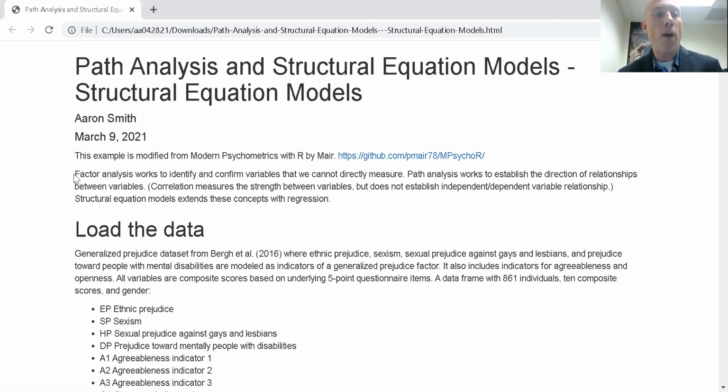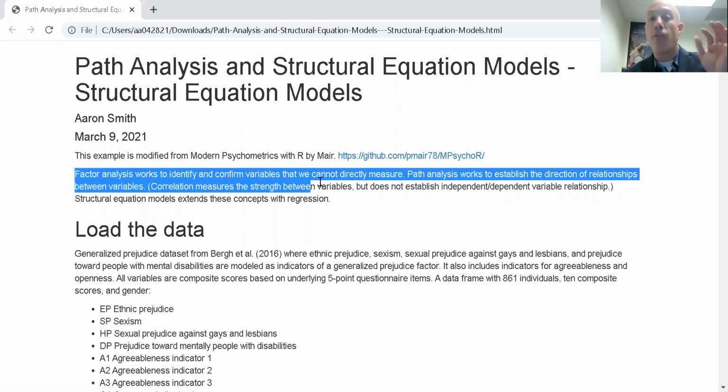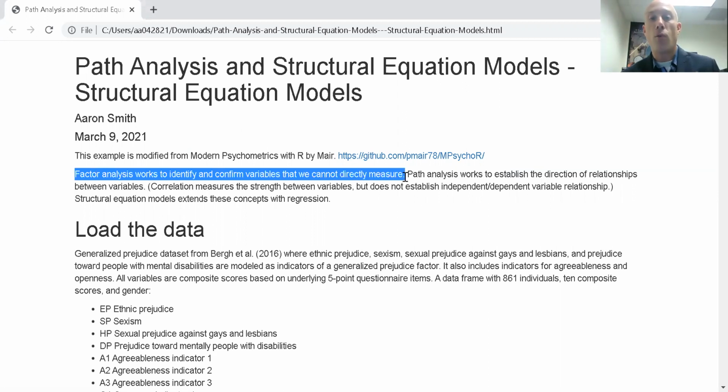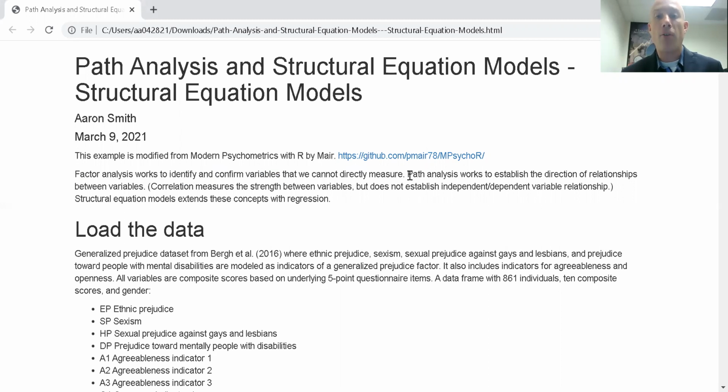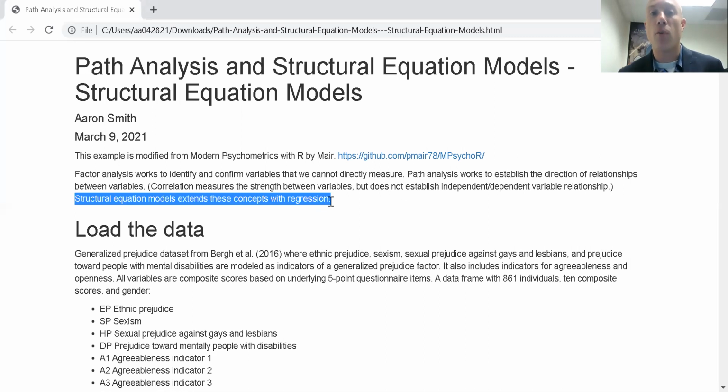So factor analysis works to identify and confirm variables that we cannot directly measure, our latent variables. Path analysis works to establish the direction of relationships between variables. Remember, correlation measures the strength of the relationship between variables, but it doesn't tell us a direction in terms of independent and dependent variables. Path analysis tries to determine the direction of the relationships, while structural equations extend this to the concepts of regression.